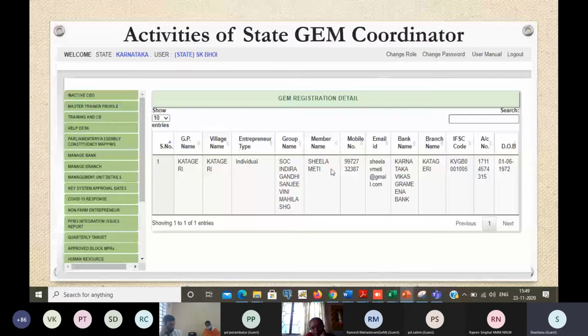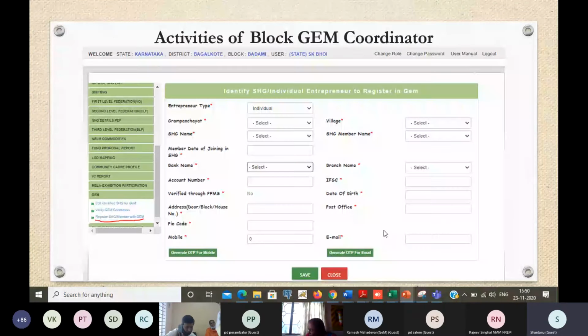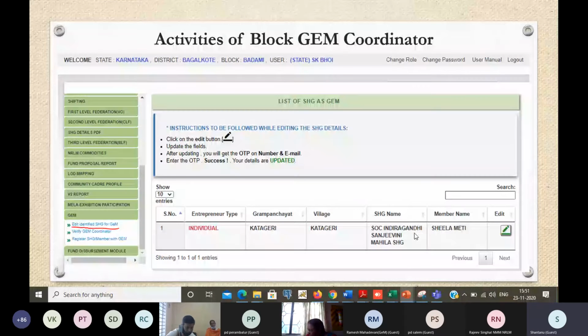Then for the edit of identified SHGs, there is also a provision. You can edit their account details, their address, their mobile number and email ID, whether it's an SHG or an individual. Once you click on edit, you can update it here. The following details can be updated which are not blocked. If you are changing any mobile number or email ID, again it has to be verified through the OTP. Once it is verified, the updated information is shared with the GeM team for further continuation.